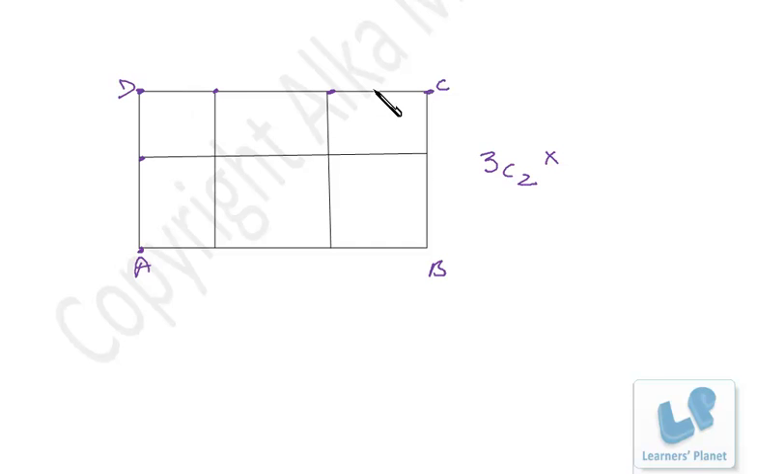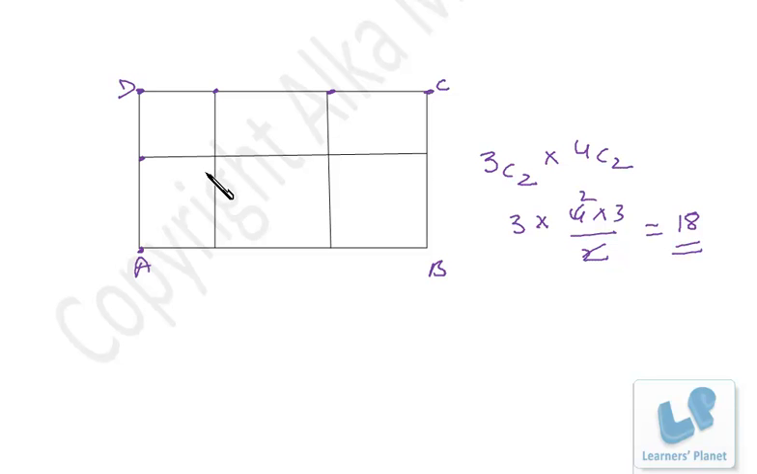So from these 4 points I am selecting 2, right? So 3C2 into 4C2, that is 3 into 4 into 3 by 2. So 3 2s are 6, 3 6s are 18 rectangles will be formed, right?